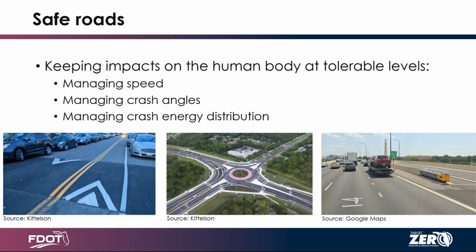And then finally, managing crash energy distribution. So when you do have a crash, and a lot of times these may be single vehicle crashes with a fixed object or some element on the roadway, how can we manage that crash energy distribution? So here you can see a barrier on I-4 that, if somebody did hit it, would crumple up before the person experiences the immediate loss of momentum by hitting a concrete wall.